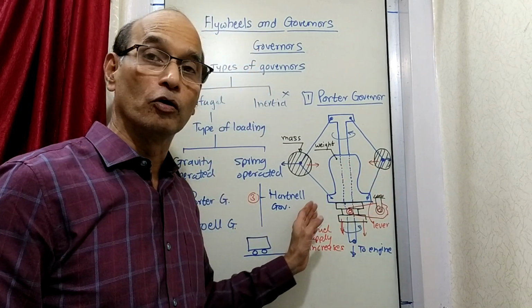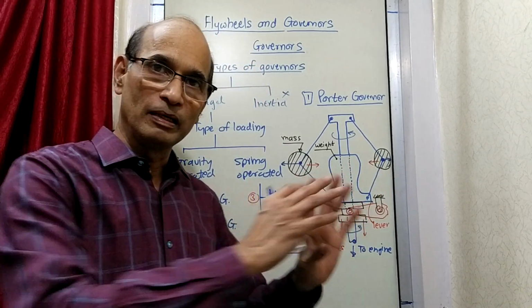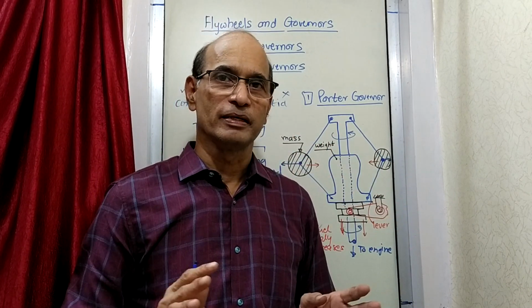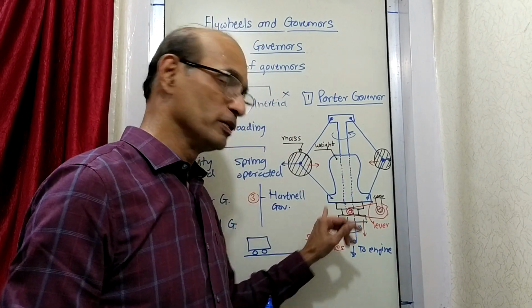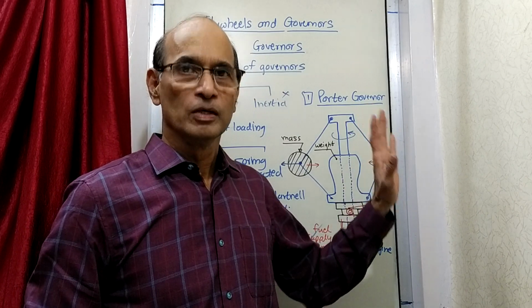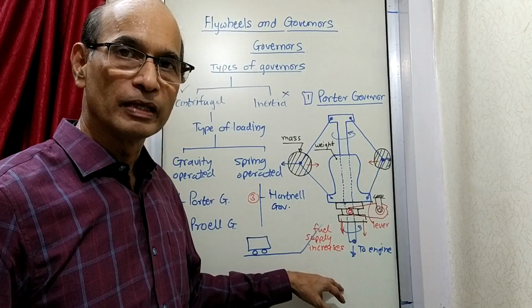Because initially the speed dropped. So all this happens simultaneously and the necessary adjustment takes place, and finally the engine is in a position to go up. Suppose it is the other way, it is going down, then what will happen?